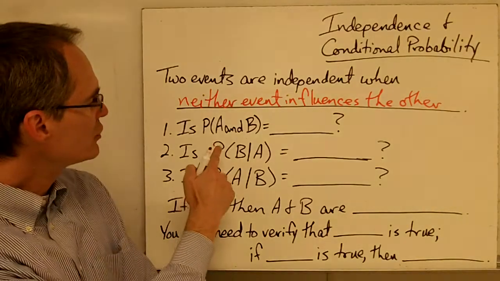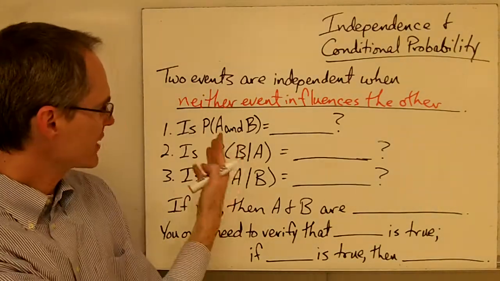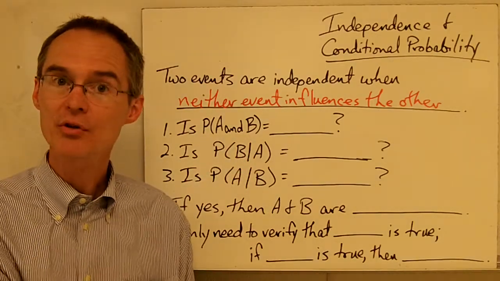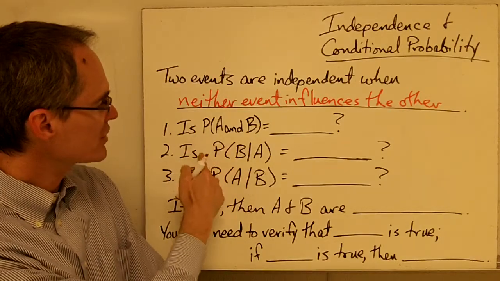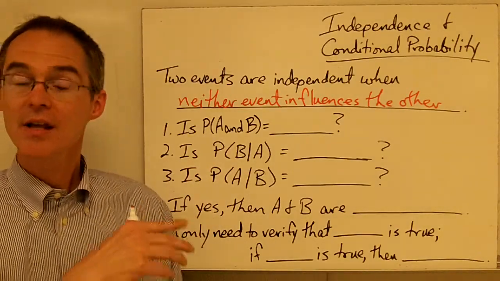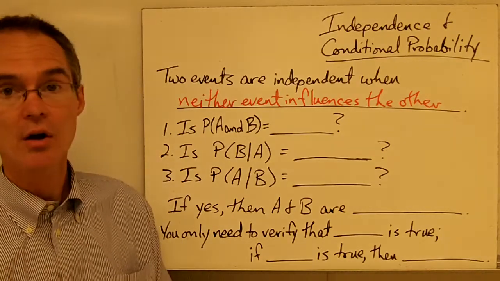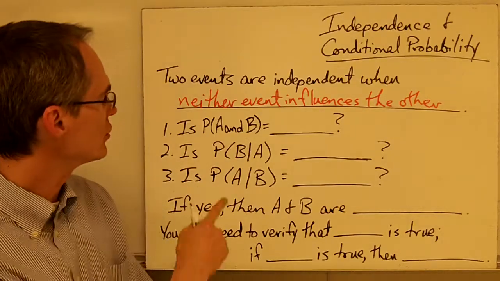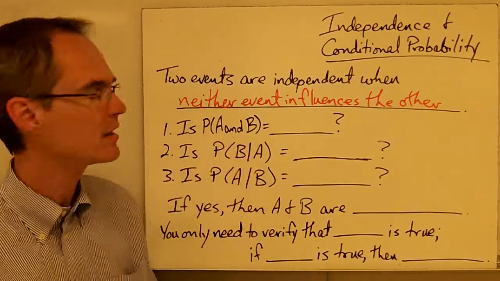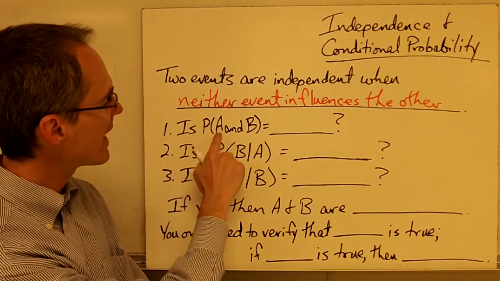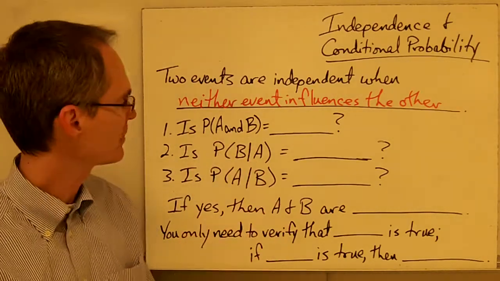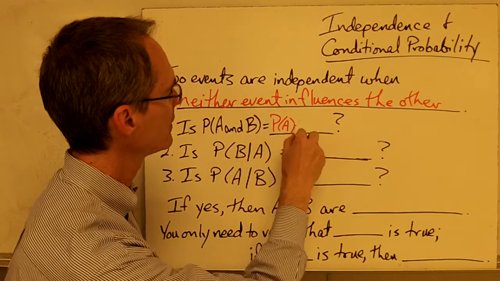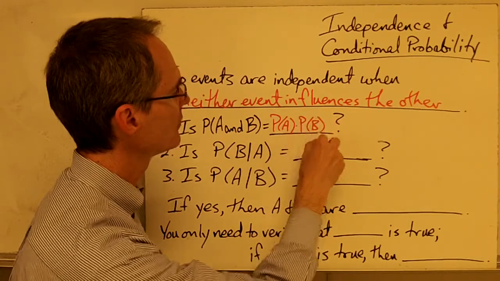Well, if you don't actually know what the events are, like for example, say you're just talking about event A and event B, and you don't know what event A and event B refer to, then if you have some information about the probabilities of those events, very often you can still determine if those events are independent. For example, there are basically three tests that you can use to tell if events A and B are independent. The first one is: is the probability of A and B, the probability of both events happening together, equal to the probability of A times the probability of B?